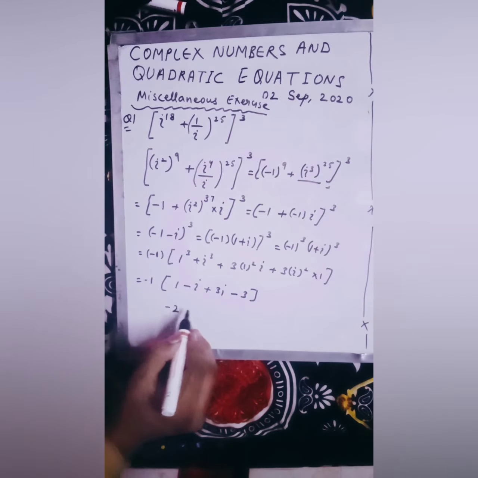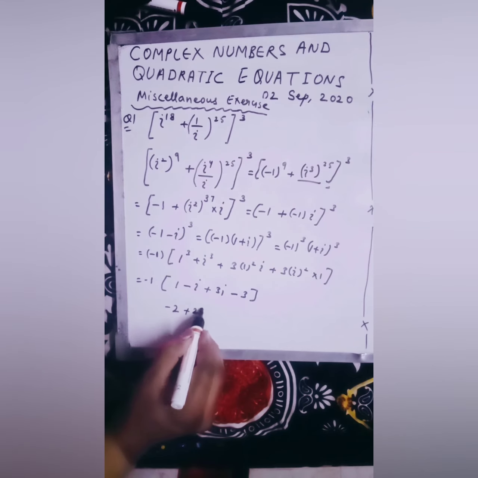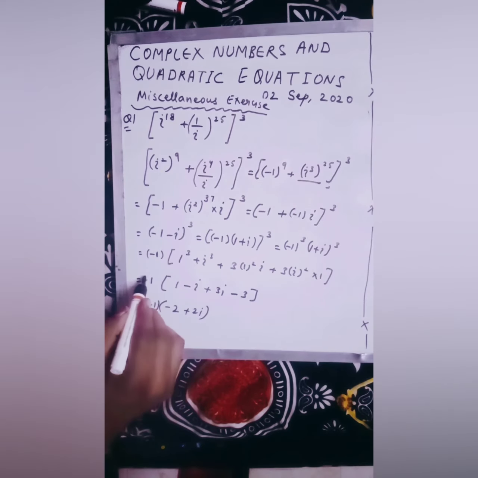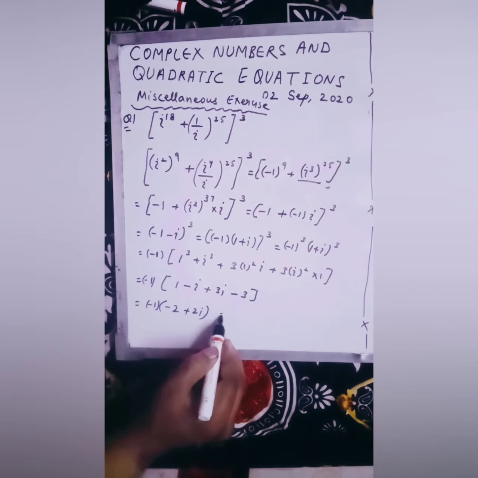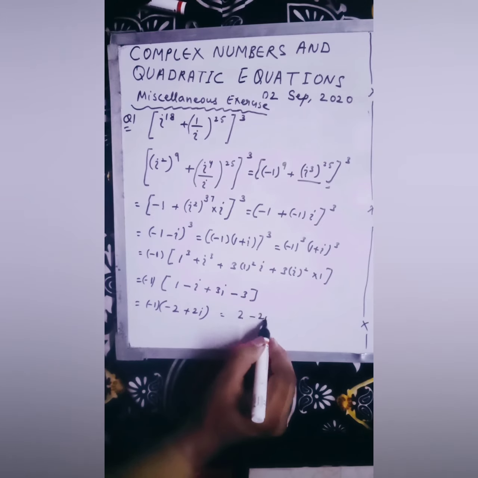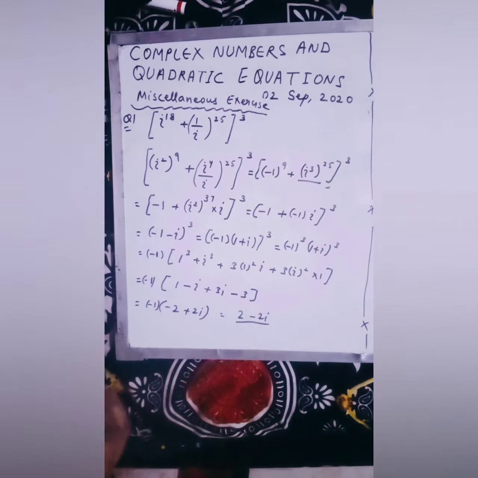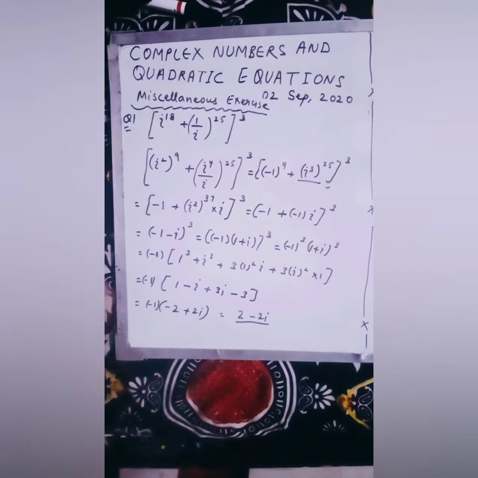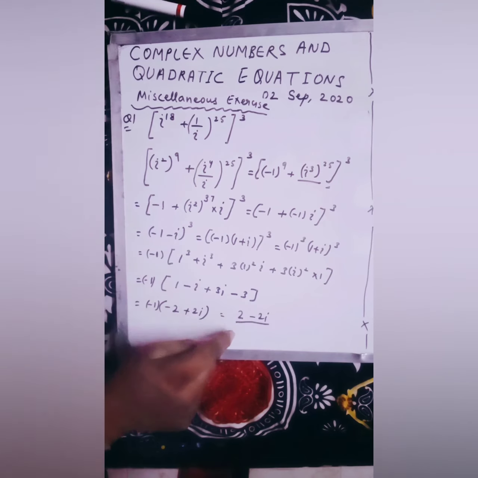Here you will get -2 plus 2 iota, and the minus sign will be outside. Just insert this minus sign, and you will get 2 minus 2 iota, with the signs changed. So this is the required answer, which you have to calculate. Got it? So note it down. It's an important question.